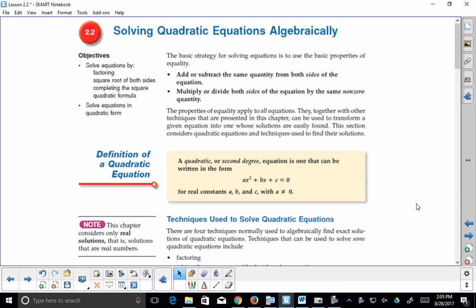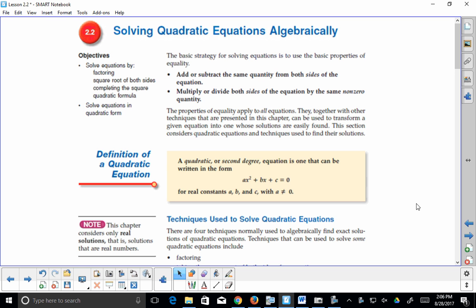Okay, so we're going to be looking at solving quadratic equations algebraically. I'm actually going to do lesson 2.2 and then 2.1. I've gotten into the habit of doing it first. The 2.1 is on graphing, basically solving equations graphically. And so I want to do these by hand first.